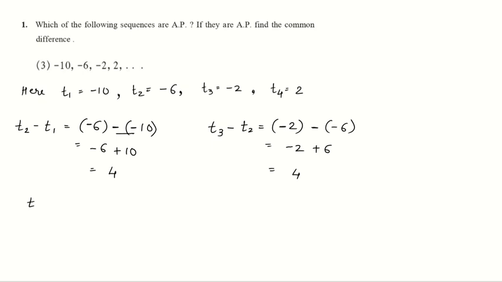Again in the same way, T4 minus T3. What is T4? 2 minus T3, which is minus 2. So here 2, and minus into minus is plus, and we got 4 again. So if you see, the difference between the terms is 4, and that is constant.